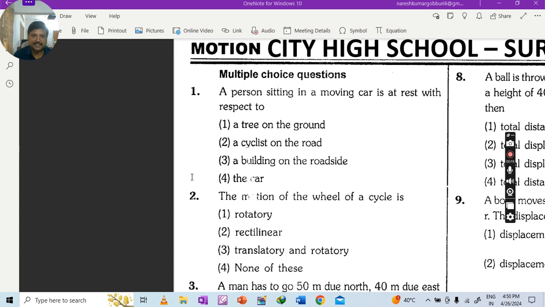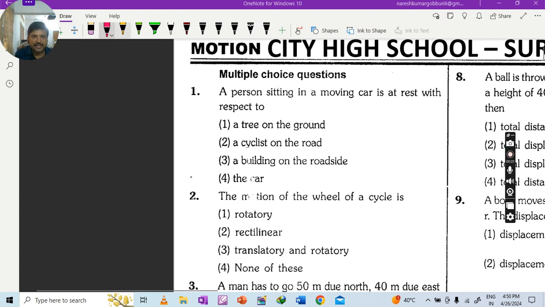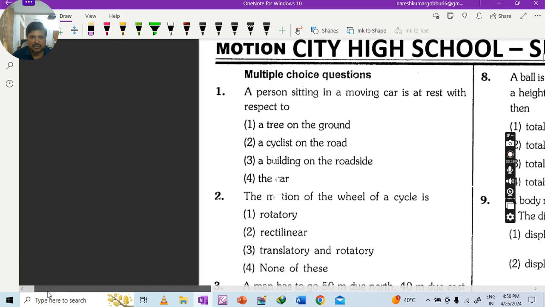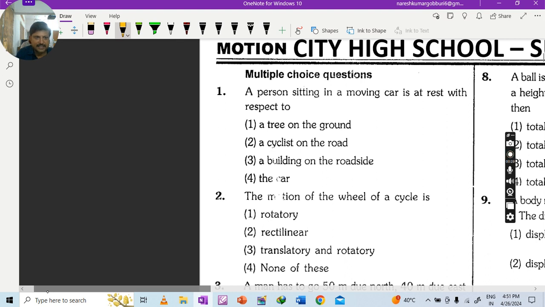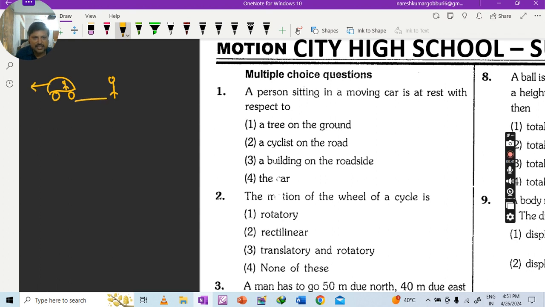First question: a person sitting in a moving car is at rest with respect to a tree on the ground, a cyclist on the ground, and a building on the roadside. So what is the right answer? Here, a person sitting in a moving car. Here a tree is there. So the car is in motion. If you observe the position of the car with respect to the tree, the position of the car is changing continuously. That means with respect to the tree, the person sitting in a moving car is in motion. So this option is wrong.